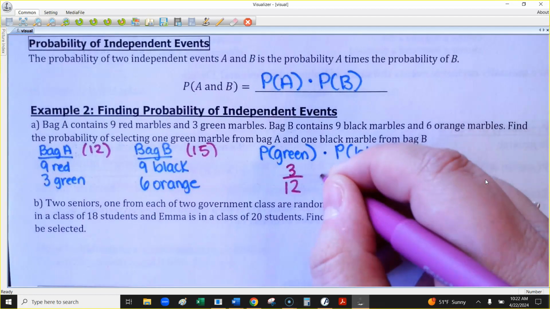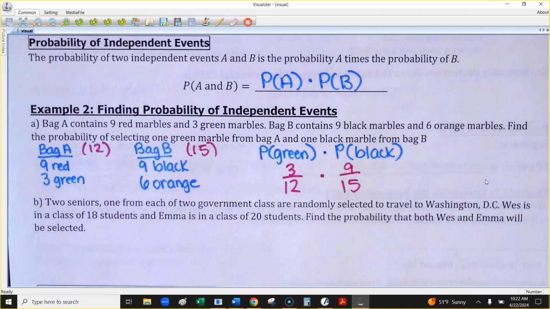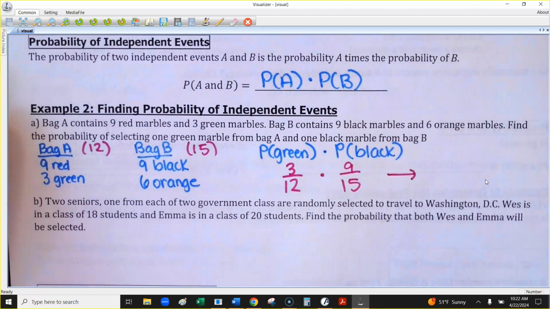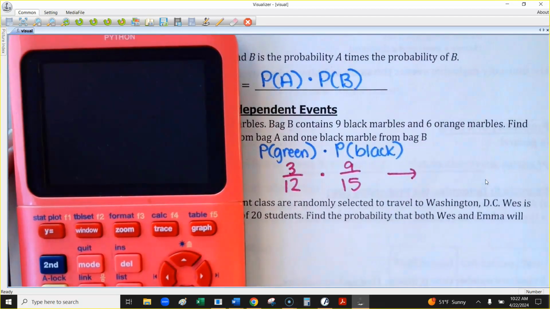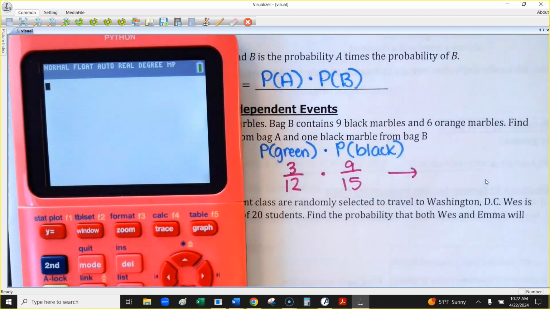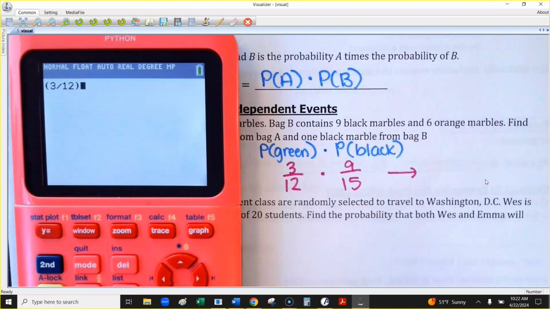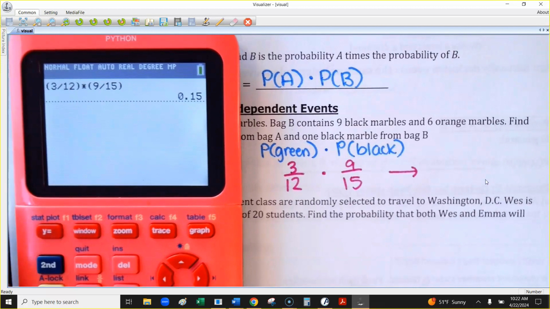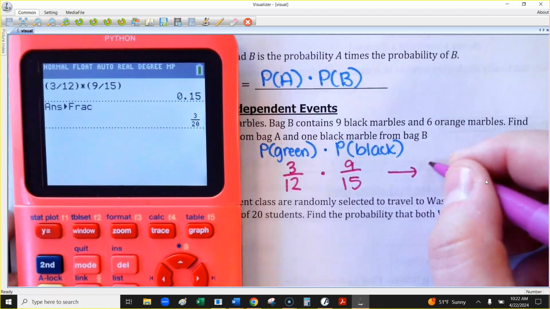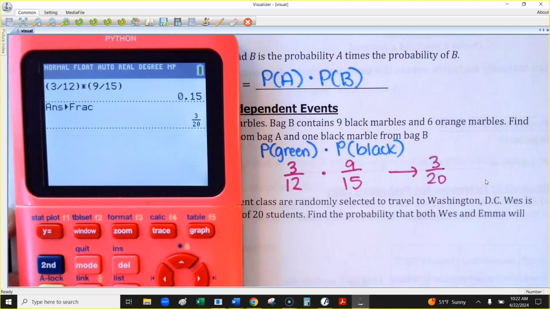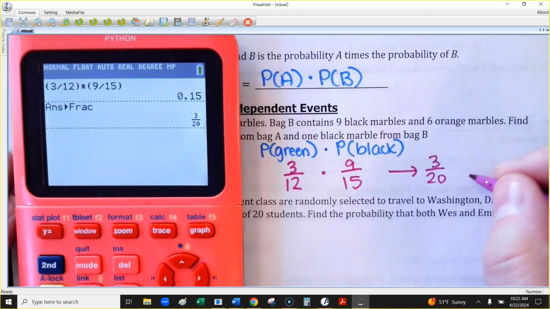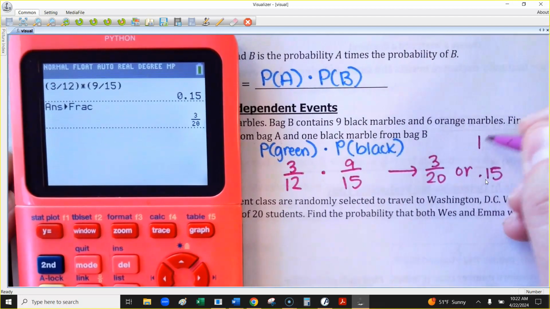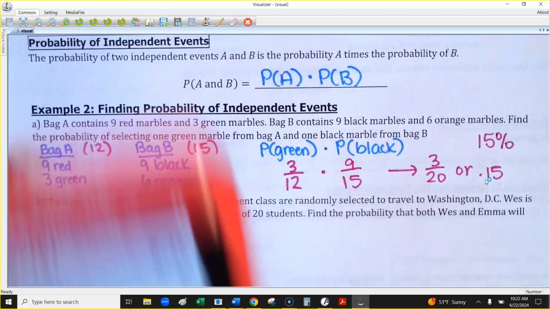9 out of 15. Okay, and I know both of those can be reduced. Don't mess around with it. Just let the calculator do the work for you. So when you multiply fractions, hopefully you guys remember this, you do not need a common denominator. So if you want to use your fraction key, or I'm just going to use parentheses. I'm just going to do 3 divided by 12 times 9 divided by 15, and then I'm just going to hit my math, enter real quick. If you need it as a fraction, this would be 3 out of 20. If you need it as a decimal, I have that as a decimal on the screen there, 0.15. If you needed it as a percentage, just scoot your decimal over 2 spots, so that would be a 15% chance that that would happen.